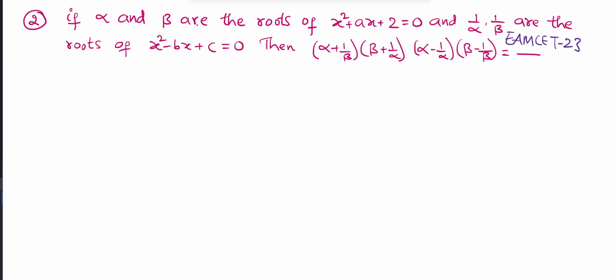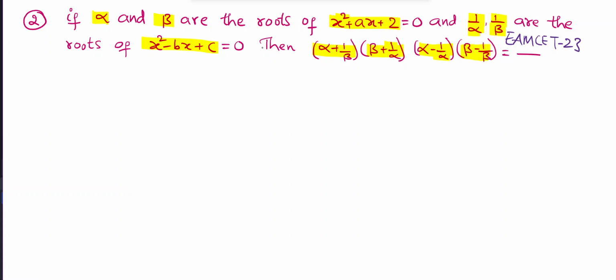This is the second question from quadratic equations. This is an Eapcet 23 question. Here is given alpha, beta. Alpha and beta are the roots of x square plus ax plus 2 is equal to 0. And 1 by alpha, 1 by beta are the roots of x square minus bx plus c is equal to 0. Then the value of (alpha plus 1 by beta), (beta plus 1 by alpha), (alpha minus 1 by alpha), (beta minus 1 by beta) is equal to dash.